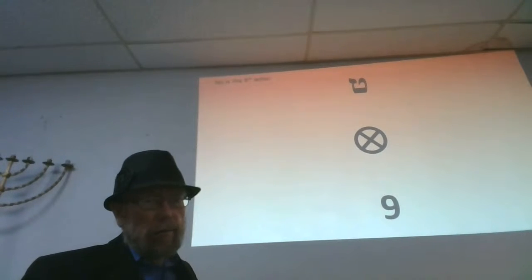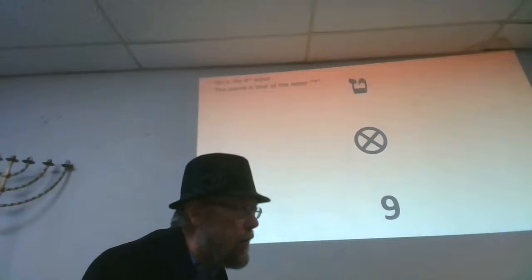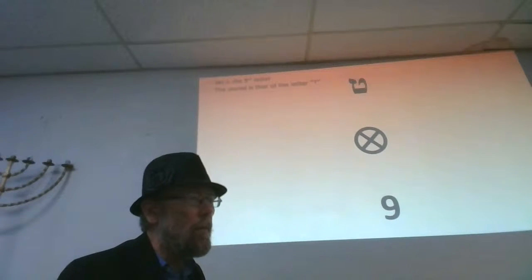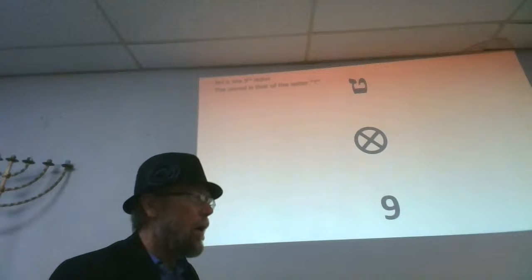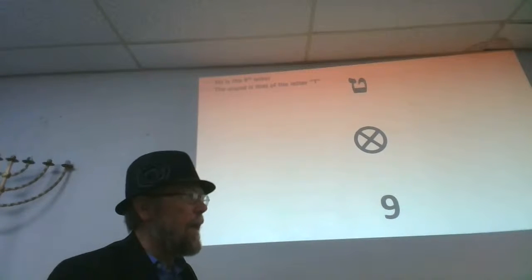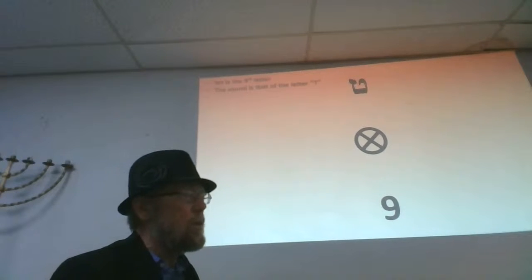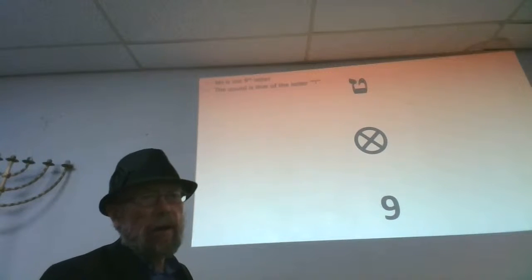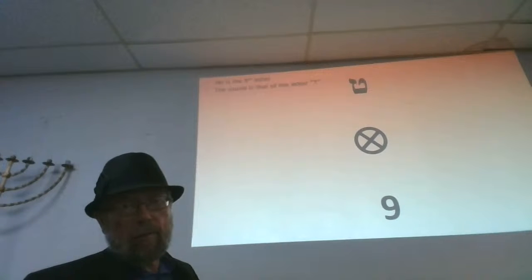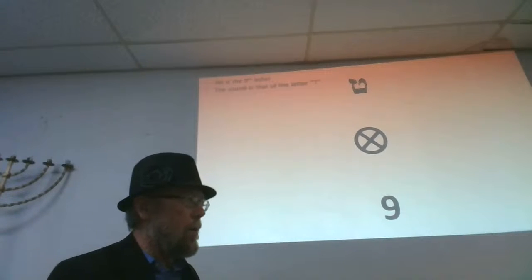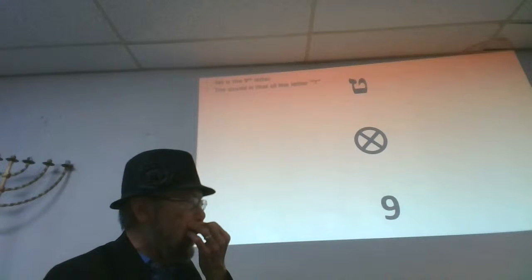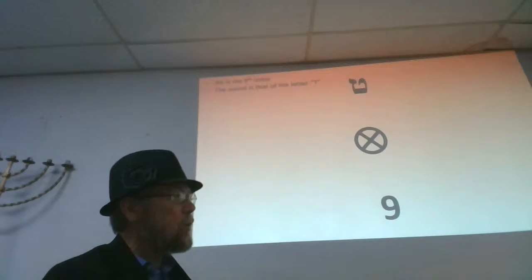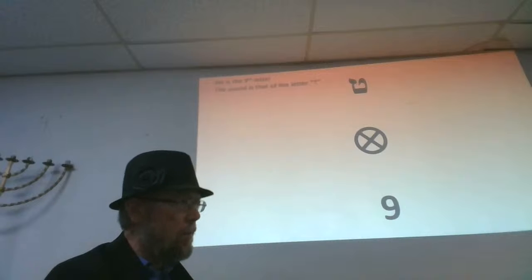Tet is the 9th letter. And the sound of the letter is that of T, like the letter T which would start 10 or 10th or Turkey or anything with a T. So it is the sound of the English letter T. If you're transliterating, that is, spelling the Hebrew with the English alphabet, Tet would be spelled with a T.